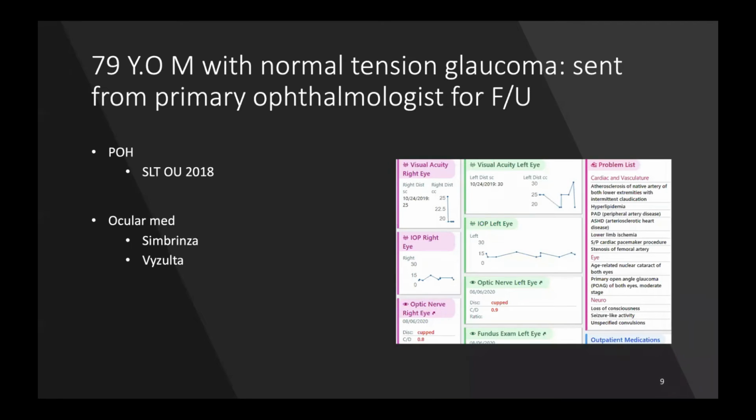Our second case is a 70-year-old male with normal tension glaucoma sent from the primary ophthalmologist for a follow-up. The patient has a history of SLT. Ocular meds are Simbrinza and Vyzulta, non-responsive to Rhopressa, unable to take any Diamox or any other medication. If you look at his pressure, it mostly ranges in the mid-teens with some fluctuation in the IOP.